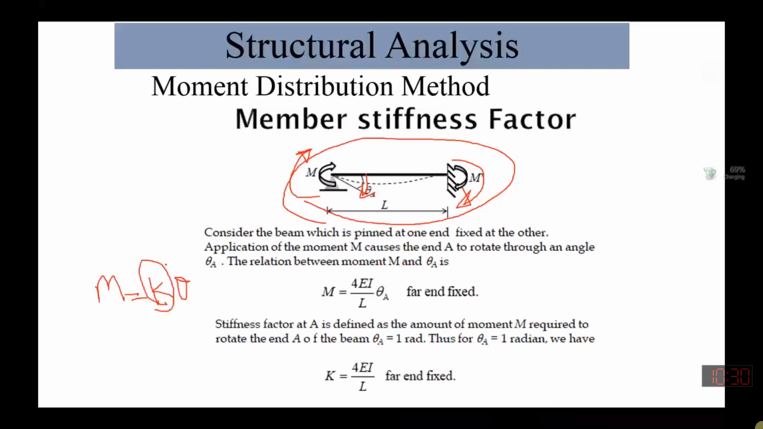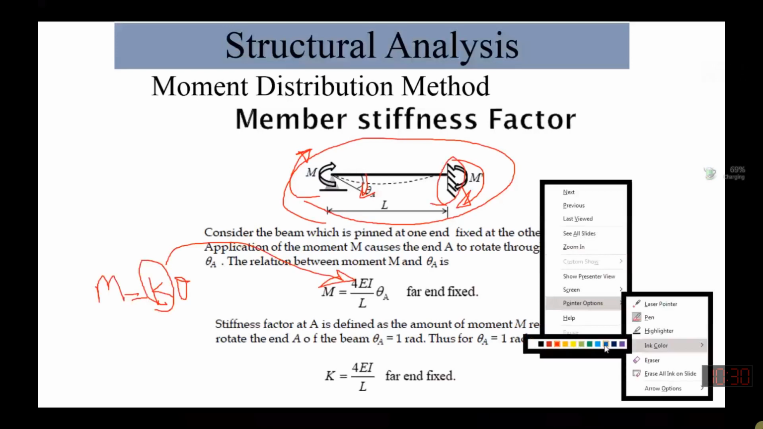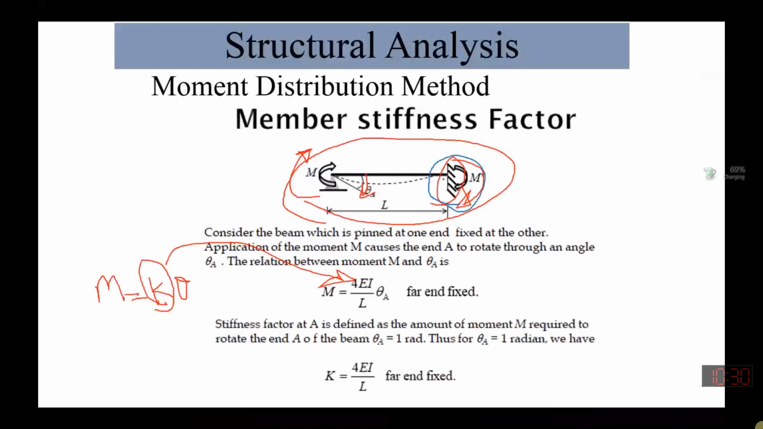Remember, this is very important for us, that once our far end of the beam is fixed, we have this fixity over there. So this formula for the stiffness factor is equals to 4EI over L. So this is called as stiffness factor.